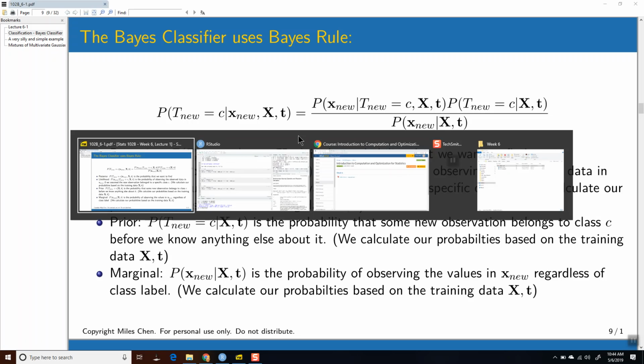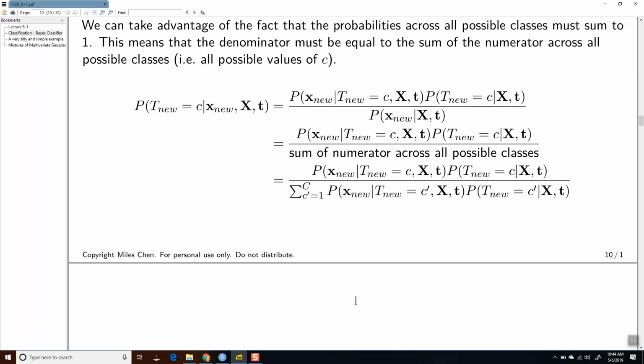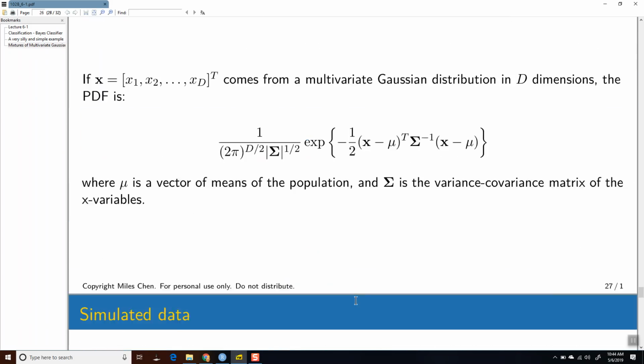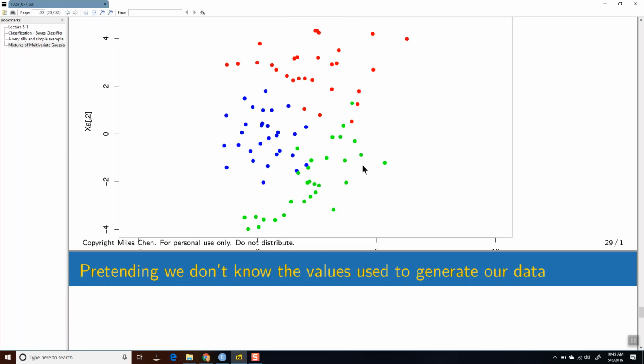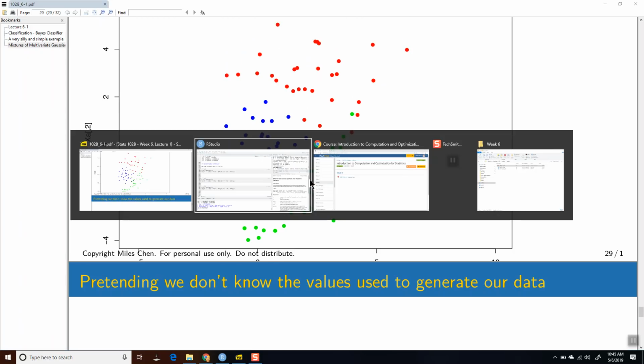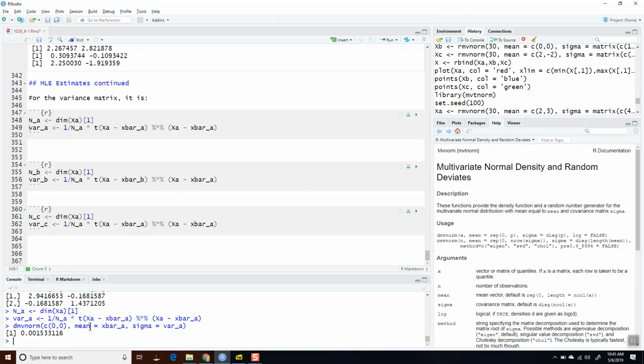And I apologize, I didn't finish typing this up, but I'll add a few more slides here with a couple different test cases showing the resulting probabilities that come about. Okay, and so for each of these things, we're using the mean and variance matrix, which are just the maximum likelihood estimates based on the data that we have.